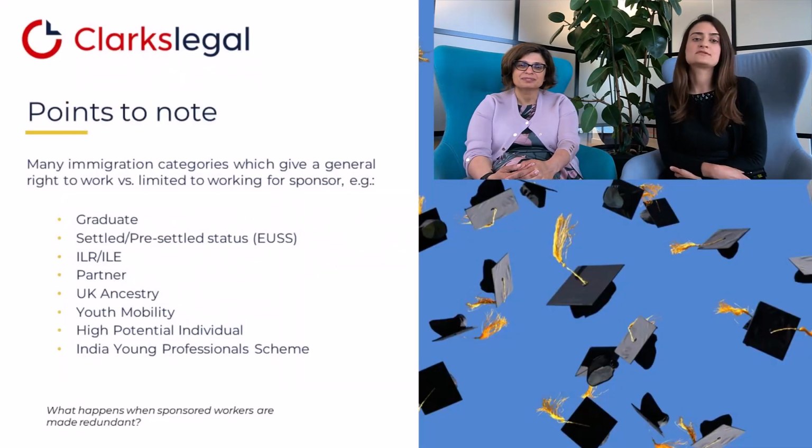So just a few more points to note. There are immigration categories which give a general right to work as opposed to working only for your sponsor. These include the graduate route, which is relatively new, and also those with status under the EU settlement scheme, the EUSS, either settled or pre-settled, those with indefinite leave to remain or indefinite leave to enter, which gives a right to work indefinitely in the UK. There are partners of sponsored workers who have a full right to work. There are UK ancestry, youth mobility, high potential individual, and the new India Young Professional Scheme route.